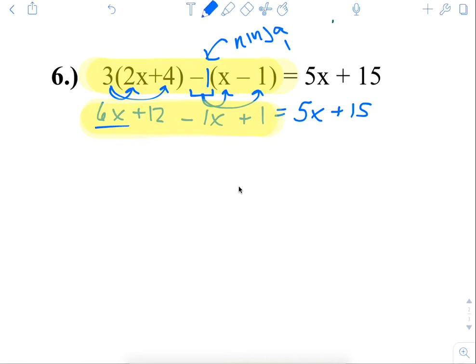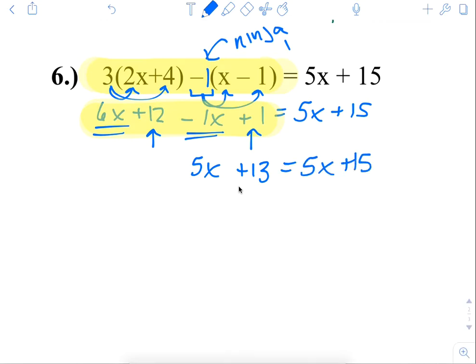Well, yeah. I got some x's I can put together. And I also have some constants I can put together. Okay? So 6x minus 1x would make 5x. 12 plus 1 would make a 13. Is there anything that I can combine over here? Nope, it's just staying the same. So we're going to bring that down.